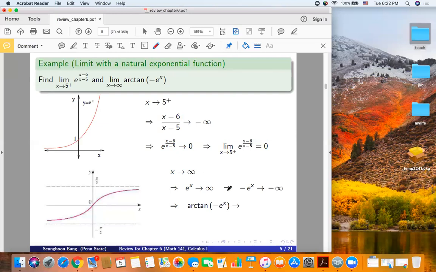What is the answer? Could you write your answer on the chat board? What is arctangent of minus e to the x? So what is the answer? Negative pi over 2, from Jesse. Do you have another idea? Do you have the same answer? Yeah, minus pi over 2, Odalys. So it's good, pi over 2.